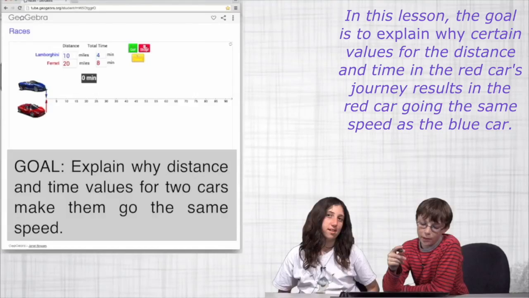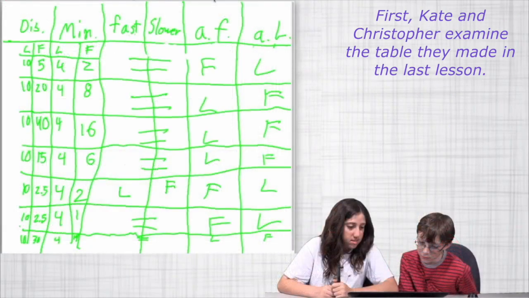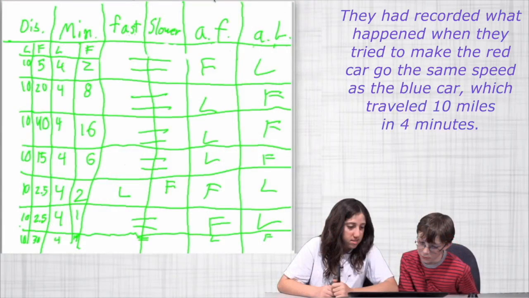In this lesson, the goal is to explain why certain values for the distance and time in the red car's journey result in the red car going the same speed as the blue car. First, Kate and Christopher examined the table they made in the last lesson. They had recorded what happened when they tried to make the red car go the same speed as the blue car, which traveled 10 miles in 4 minutes.